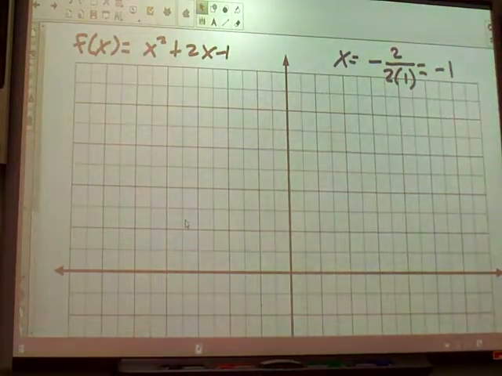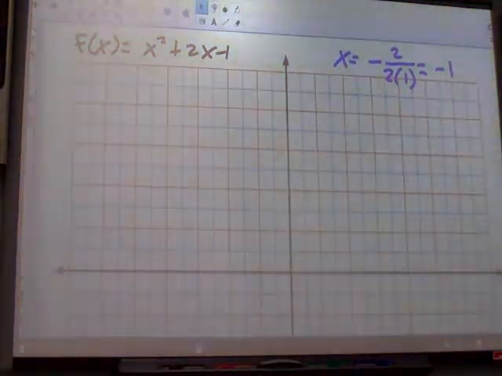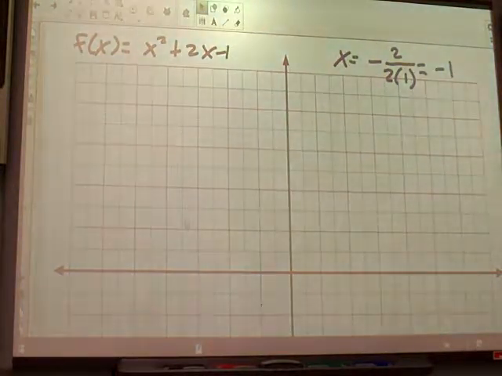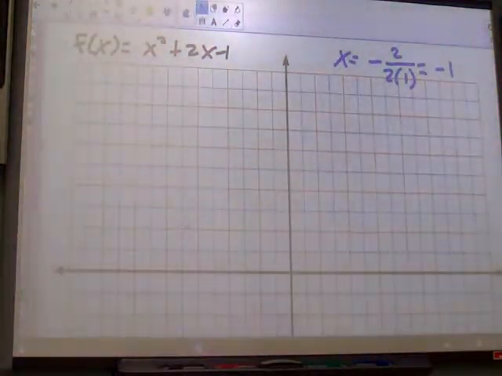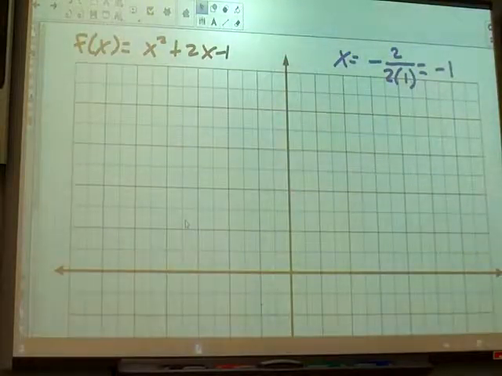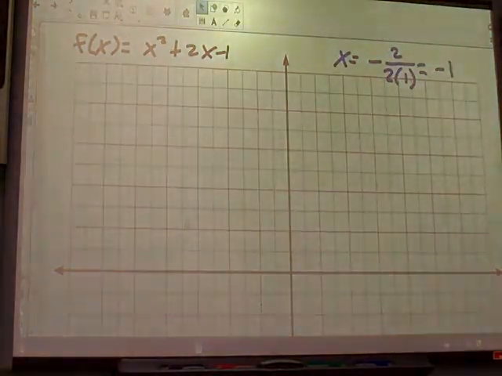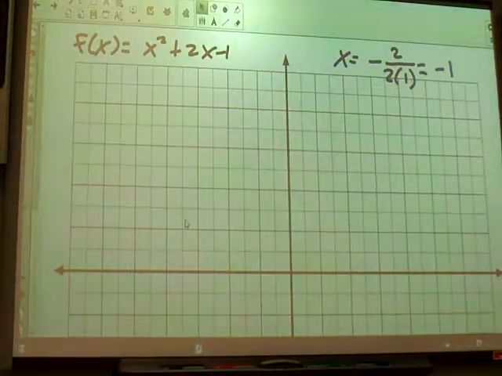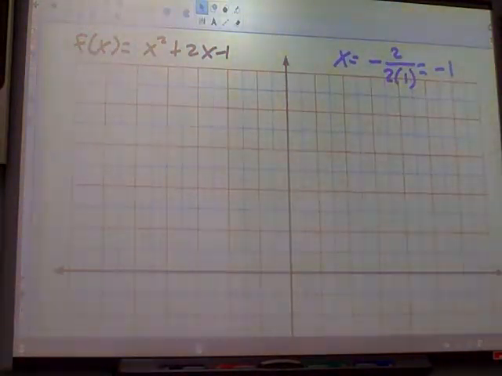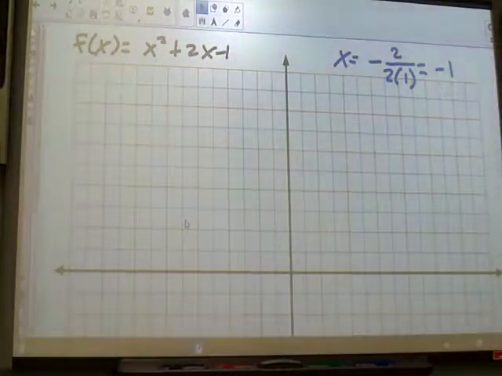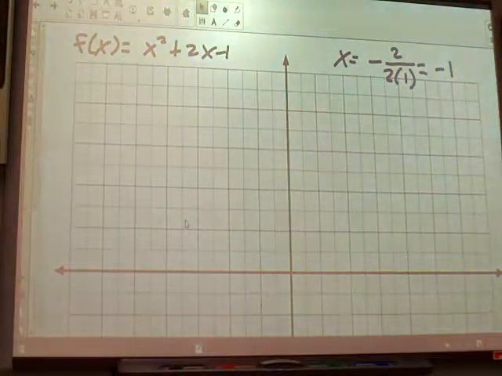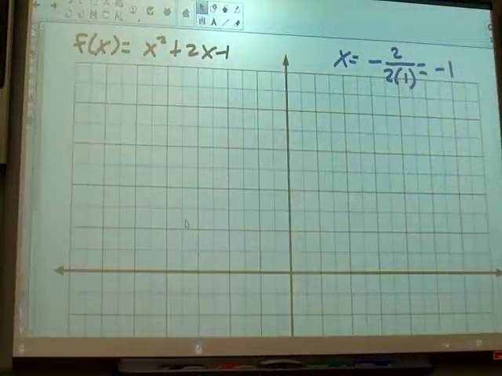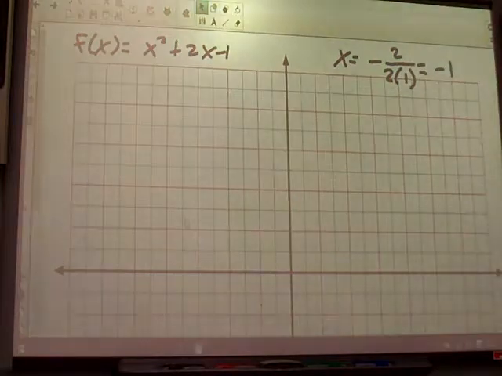What's the matter? I'm just lost. Make sure when you square a negative in your calculator, you put it in parentheses. If you don't, it squares the 1 and then makes it a negative. So that's your other part of your vertex.